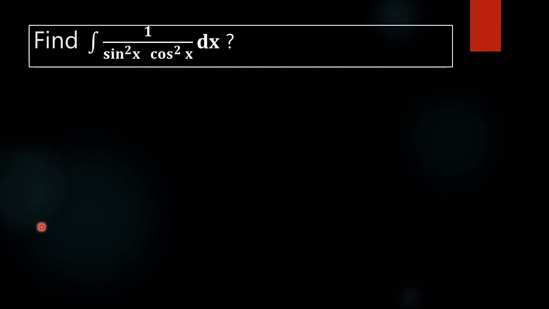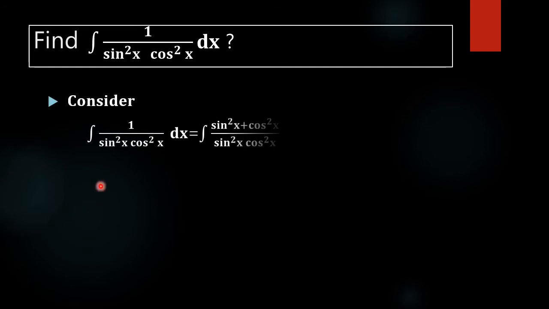So, we can find the value of this integral very easily. The first step we are going to proceed with is splitting this 1 using our trigonometric identity, that is sin square x plus cos square x equal to 1. By proceeding further, we can find the value of this integral. That is, 1 can be rewritten as sin square x plus cos square x.